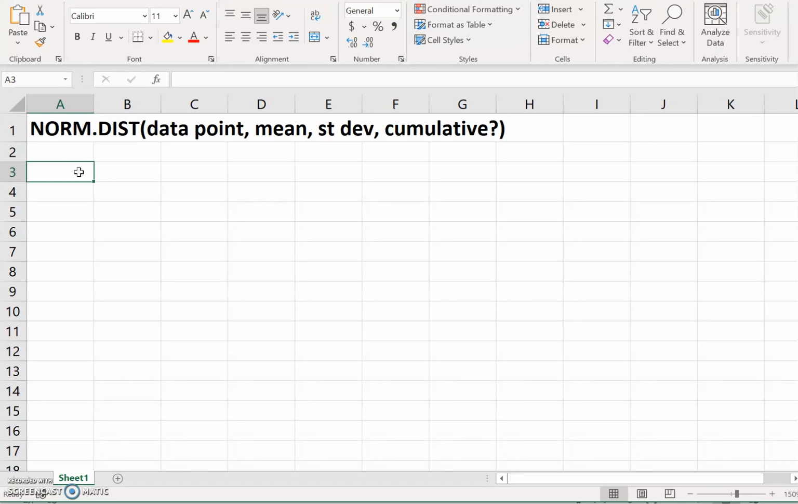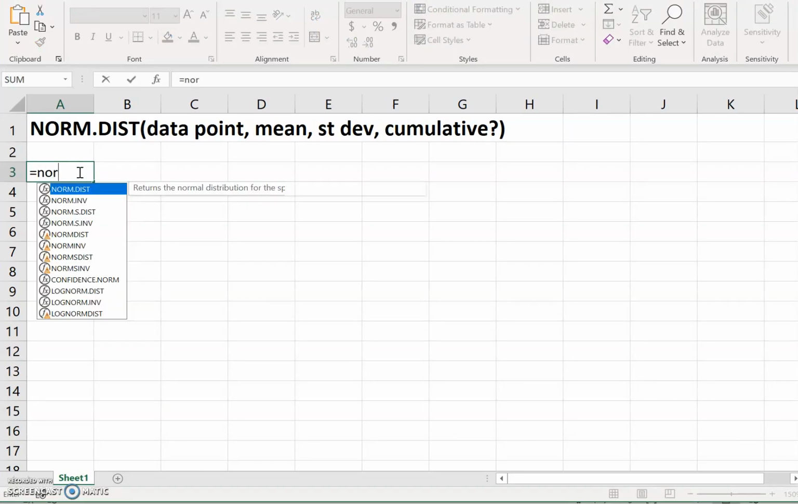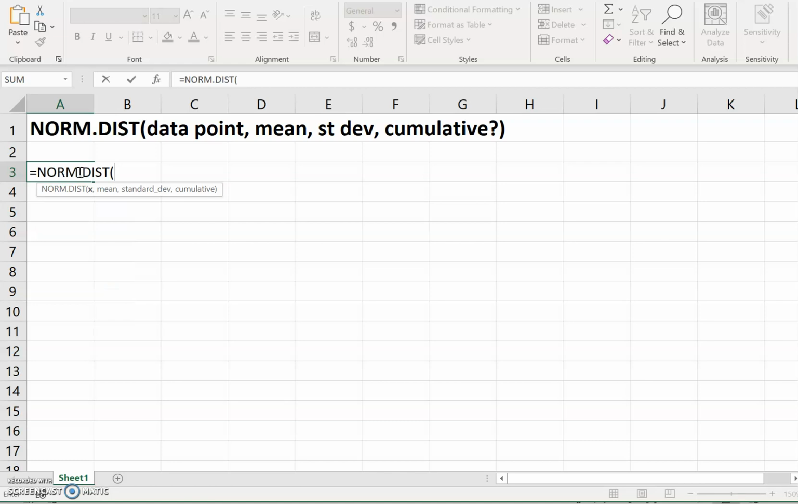So this one, again, we always do equals norm, and even when you start typing it, you're going to get a list of things. So we want the very first one, and you can just hit tab, it'll fill it in, or you can type in the whole thing. So norm dist, and it tells us what we want. I just reminded us up at the top just so we kept an eye on things. And X is saying, what is your specific data point? What's your data point of interest?